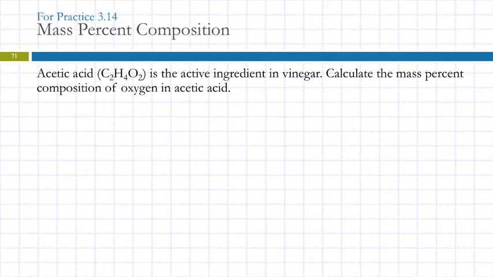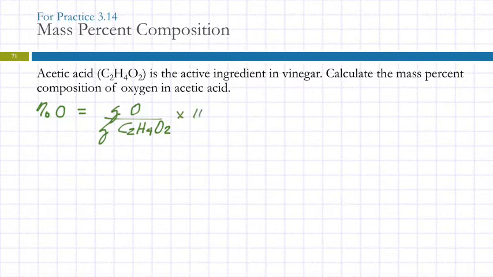So let's do an example. Acetic acid is the active ingredient in vinegar. Calculate the mass percent composition of oxygen in acetic acid. So we want the mass percent composition of oxygen. And notice that this problem has no numbers in it, right? Except for that chemical formula. So the percent of oxygen is going to equal the grams of oxygen divided by the grams of the compound. It's the part over the whole. So the whole thing is the acetic acid. And then we multiply by 100.